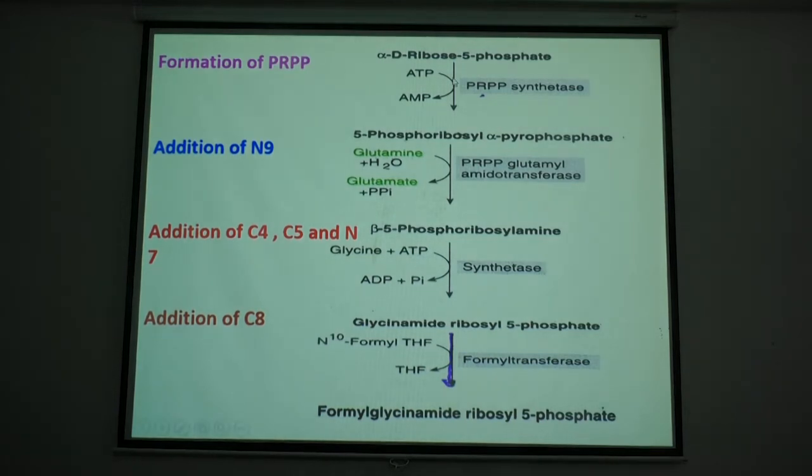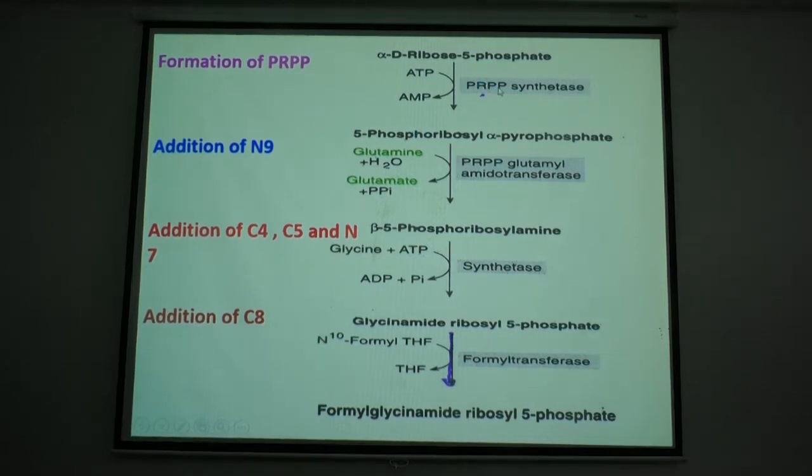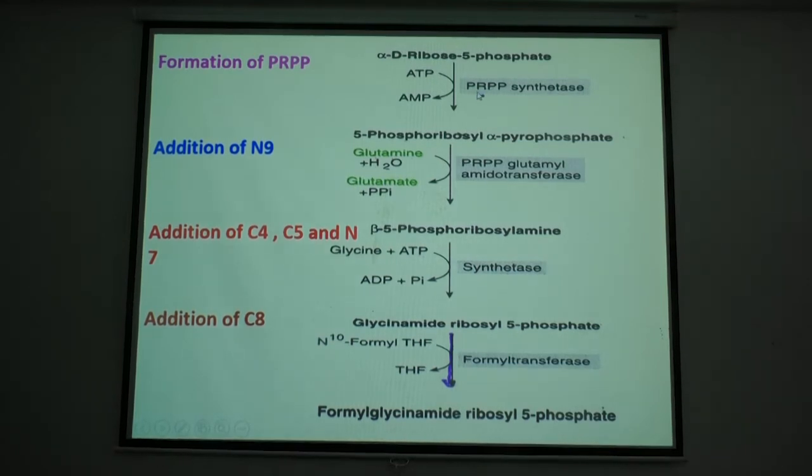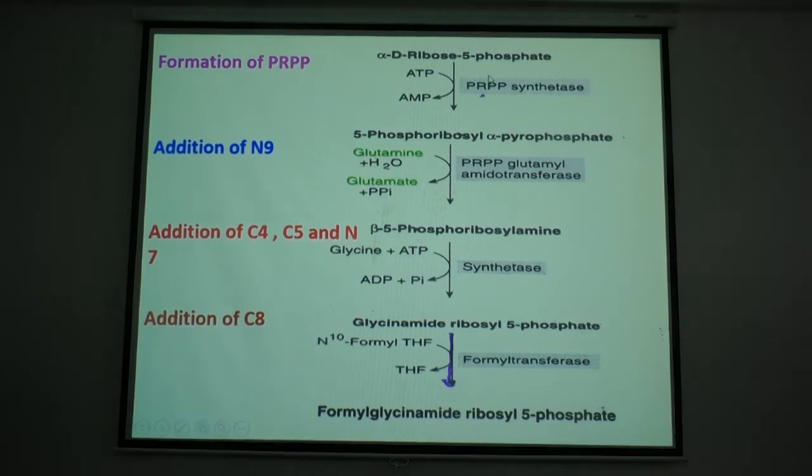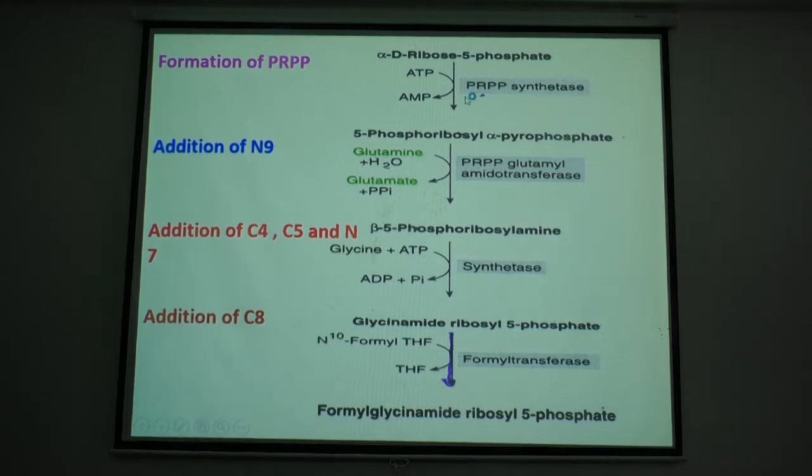The first reaction is ribose 5-phosphate to phosphoribosyl pyrophosphate. The enzyme is PRPP synthetase. So from this enzyme, what is synthesized? But if this enzyme is not under feedback control, what will happen? More ribose 5-phosphate will be accumulated, and it will go for further reaction.